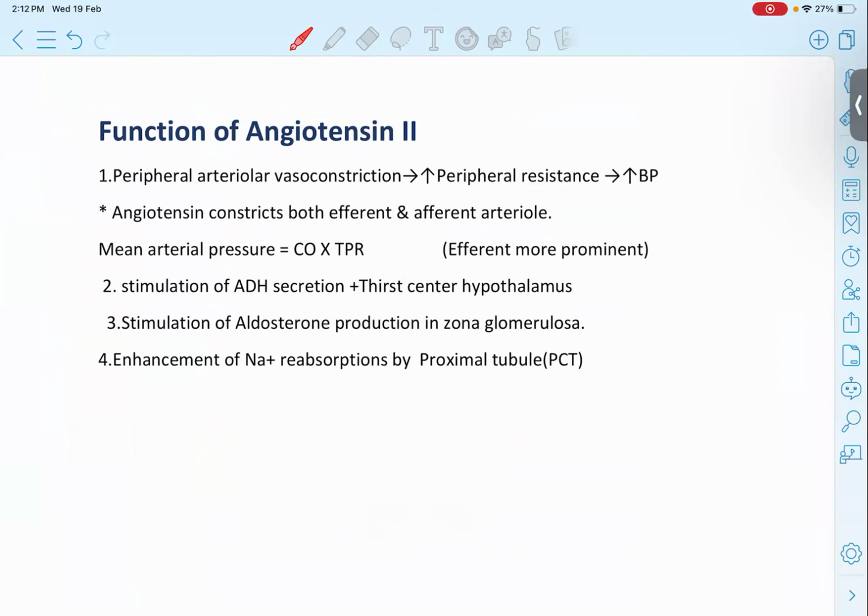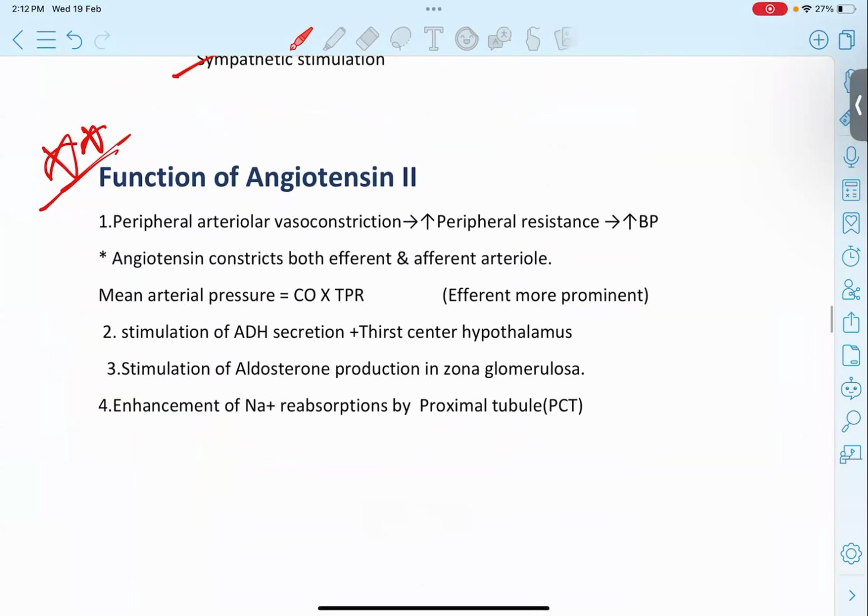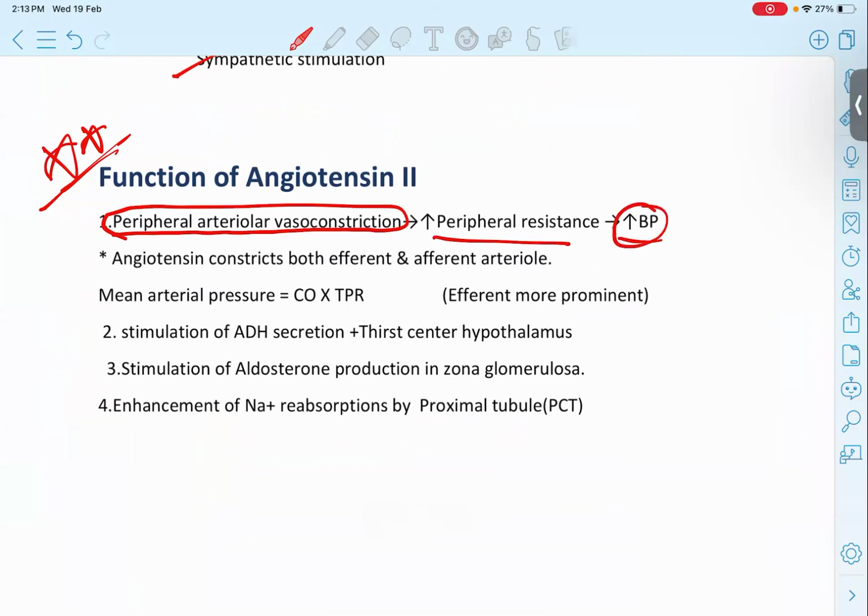Next is the function of angiotensin. So again, another very, very important 3-star slide is the function of angiotensin 2. So what is the function of angiotensin 2? Though I have already discussed it. Number one is it is a peripheral arteriolar vasoconstrictor. So it increases peripheral resistance. This is how it increases BP.